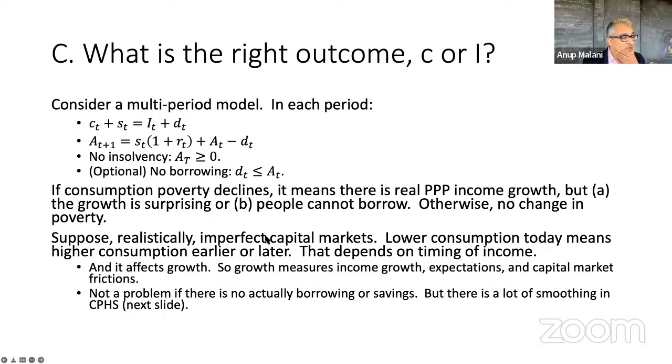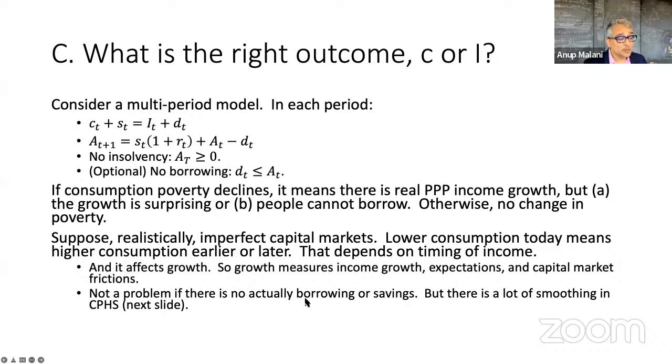Now, if we assume realistically that there are imperfect capital markets, lower consumption today actually means higher consumption either earlier or later, because you've got to do borrowing and savings. That's going to depend on the timing of income, and that itself will affect growth. So growth in consumption measures income growth, expectations, and capital market frictions. I think I'm just restating what I'm saying at the top of the slide.